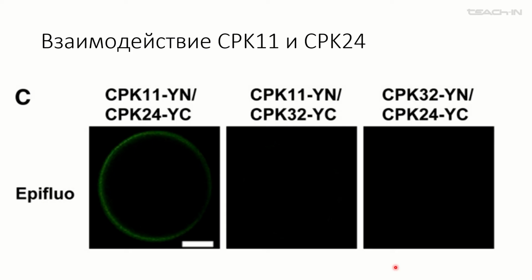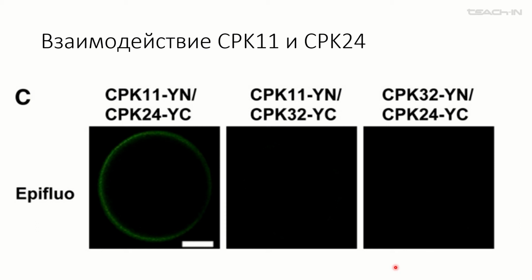Ну, вообще, да. Доказать, что она существует на мембране, потому что если ее там нет, то о каком взаимодействии мы говорим? Если она живет, например, в ядре, то они просто рядом не будут никогда. С другой стороны, это не так уж обязательно, потому что этот опыт показывает, что CPK11 и 24 взаимодействуют друг с другом, а с CPK32 не взаимодействуют. Это видно.